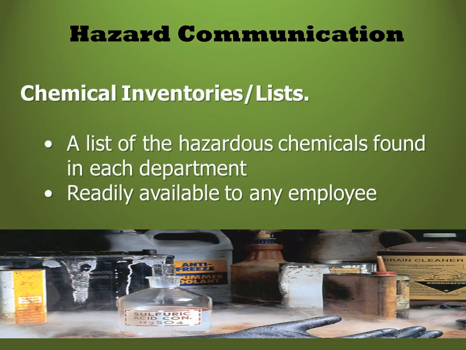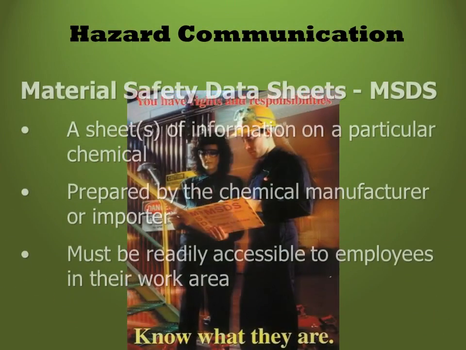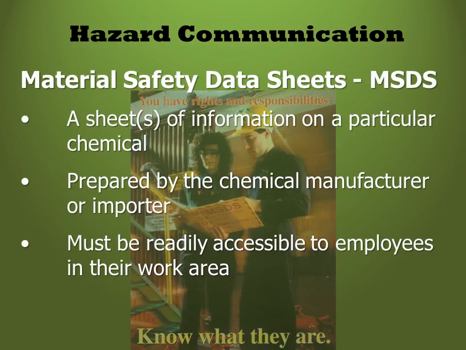A chemical inventory list is a list of the hazardous chemicals found in each department, and it must be readily available to any employee. A material safety data sheet is a sheet or sheets of information on a particular chemical, prepared by the chemical manufacturer or importer, and must be readily accessible to employees in their work area.